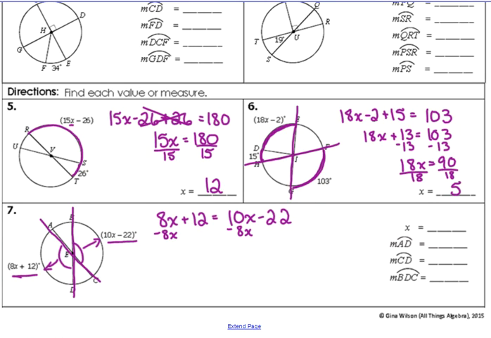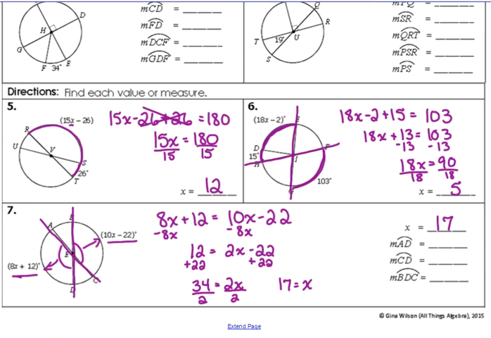So let's solve. Let's subtract the 8x from both sides. 12 is equal to 2x minus 22. Add 22 to both sides. 34 is equal to 2x. Divide by 2. 17 is our x. This one asks for a little bit more information than just x. So let's look at what they are asking us for.